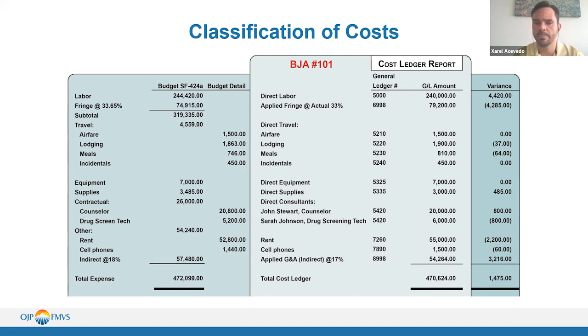I wouldn't say 100%, but it's almost for sure that you're going to have variances between what you actually expensed and what you budgeted. So it's very important that we keep track of these variances. Why? If we have a surplus, like for example, in direct labor here, that says we have 4,420 in a surplus, we need to reallocate these funds to another budget category.